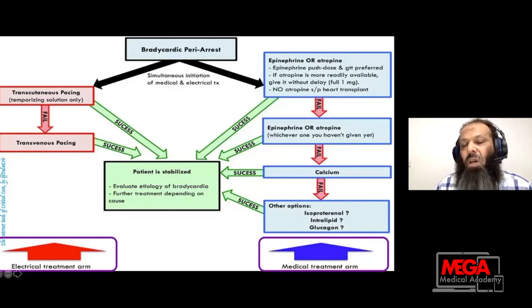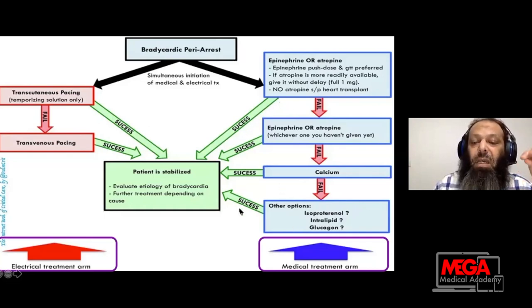If it fails, think about calcium gluconate, and you should think about other options in your bucket if the calcium and epinephrine or atropine failed or TCP failed. Think about drug toxicity. So think about beta blocker toxicity, then you will give the antidote, which is glucagon. If your patient has local anesthetic toxicity, think about the intralipid emulsion, or isoproterenol. So those are the options in your hand.